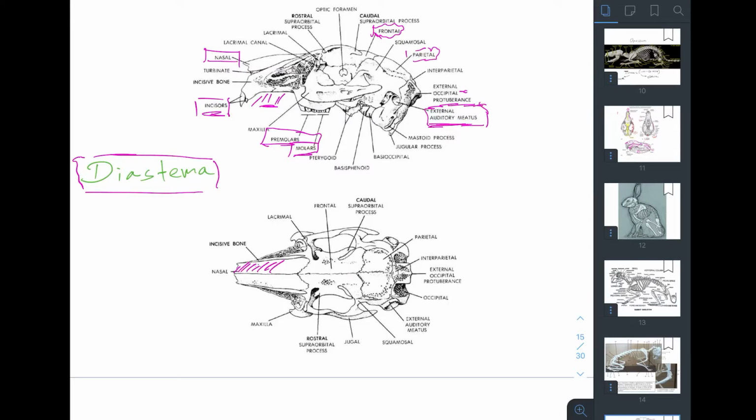So looking at the top view again, you can really see how the nasal bone, if we just follow it backwards, is going to run right into that frontal bone. And the frontal bone is going to run right into the parietal bone. And the parietal bone is going to run into the occipital bone.